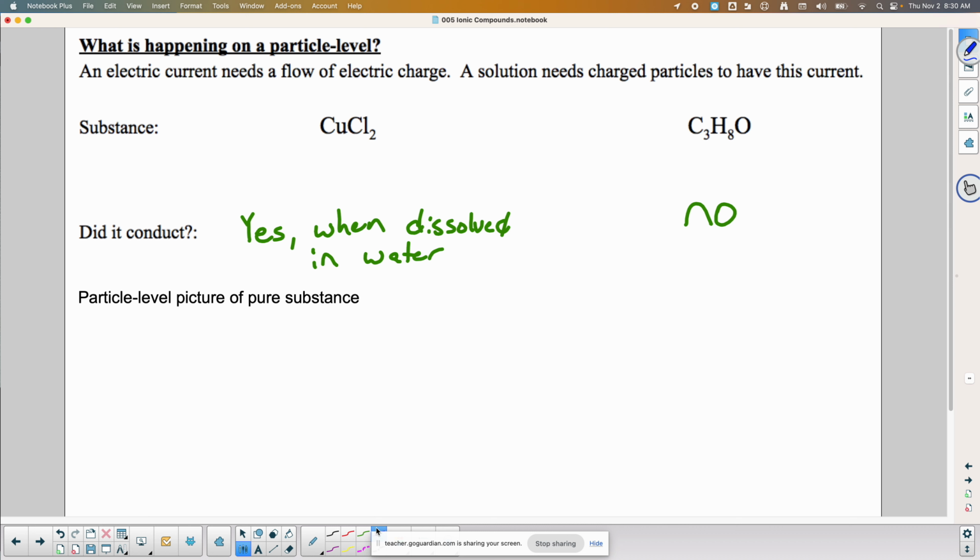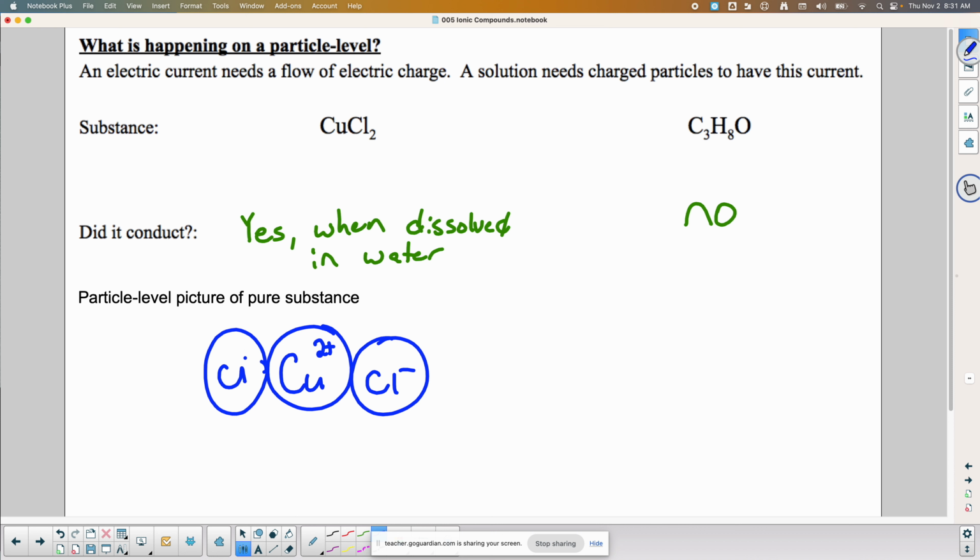In its pure form, we've already determined that the copper chloride consisted of a copper 2 positive ion, and on either side of that, we had a negative chlorine ion. And we'll do that just to represent that it was a solid. So that picture we already had.